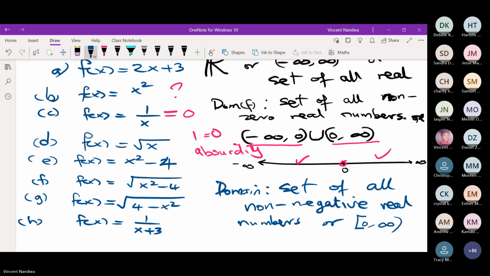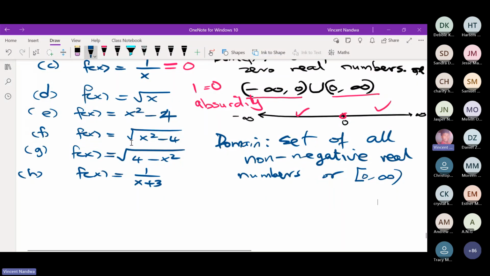A set of all non-negative real numbers. Correct. It's exactly the same set. So the range of f of x, which is square root of x, is a set of all non-negative real numbers, or you can just give it in interval notation. So put a curved bracket 0, then to infinity. Good.